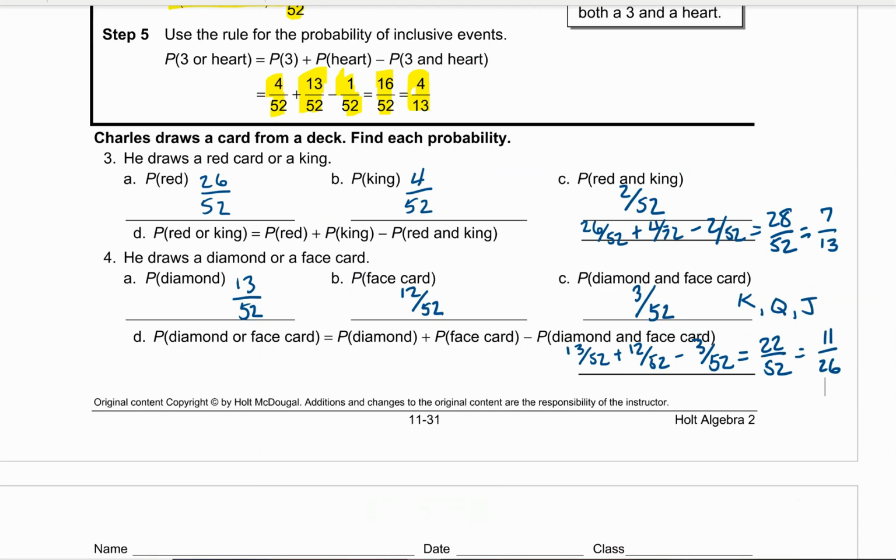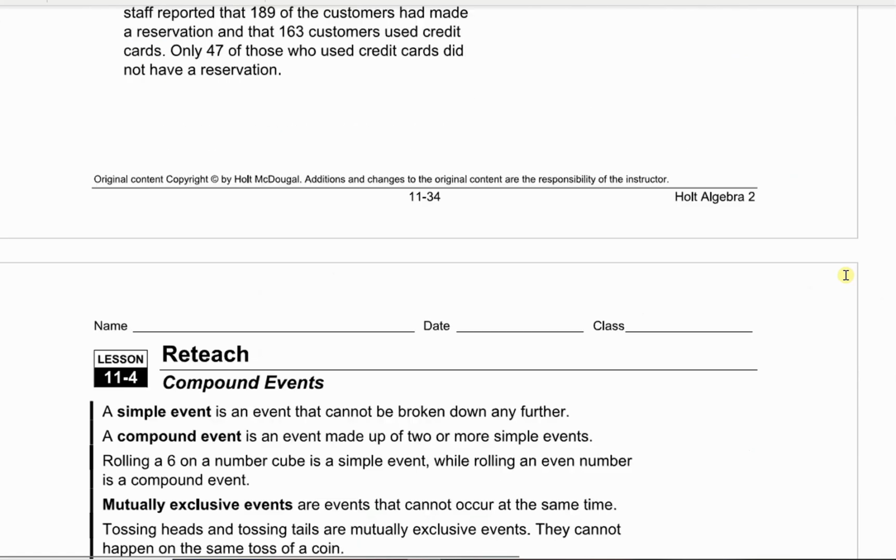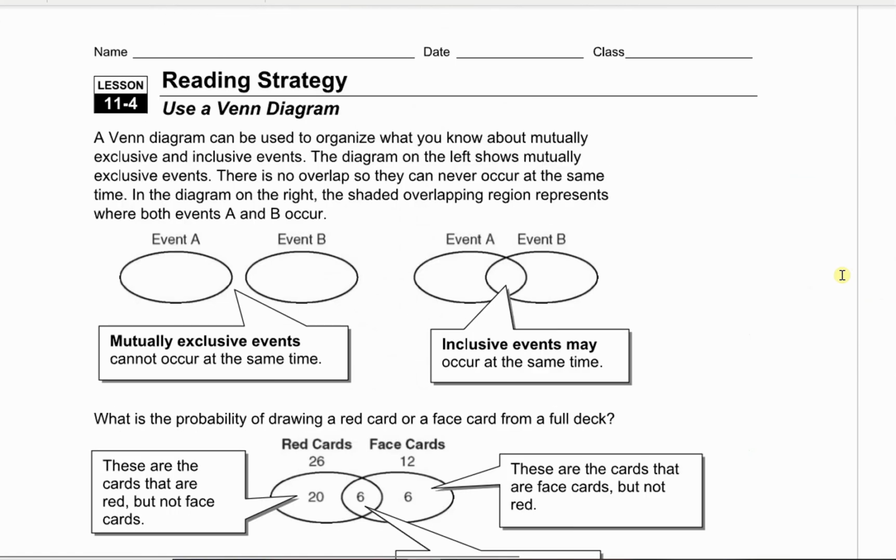What I want to do is go back, because I did include this in the note packet, just using a Venn diagram. And because I've already said a couple times that this is very helpful. So here are the 2 types we're talking about. Remember, these mutually exclusive events, there's no overlap at all. We don't really need to worry about a Venn diagram for those. Just going to add them up. It's really going to come into play with the inclusive events, where you've got some overlap.